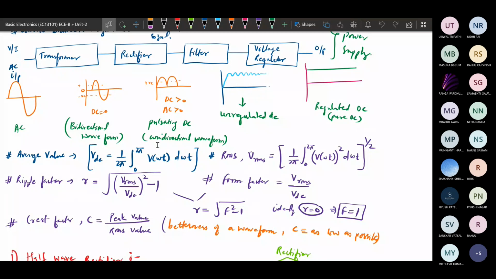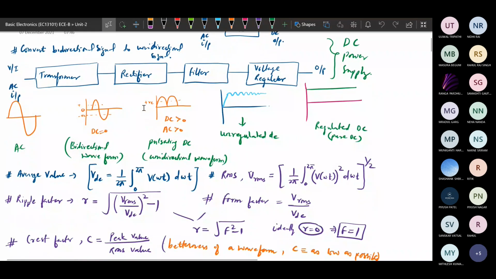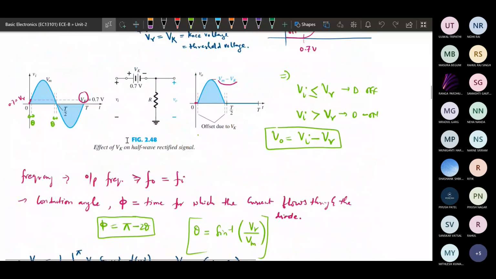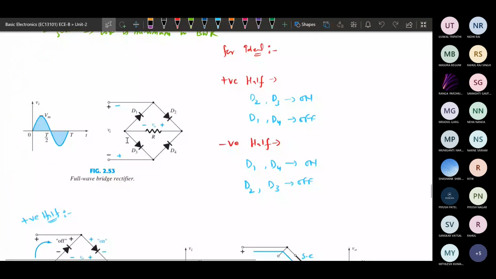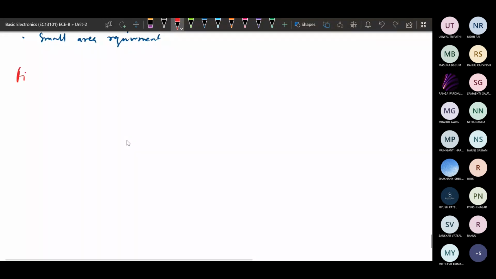And then we will see the next, what is clipper and clamper circuit. Those are called wave shaping circuits, which are one of the examples of diode circuits. So first of all we will see filter circuits, what the filter circuits are, and then we will go with the clipper and clamper.